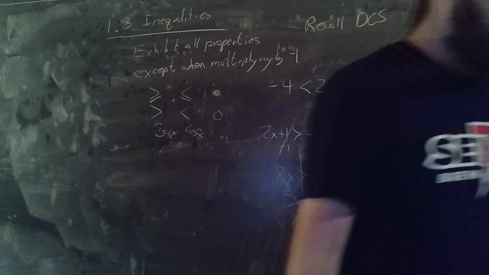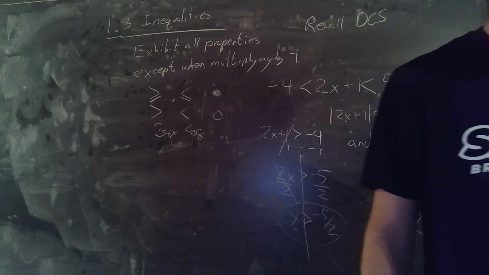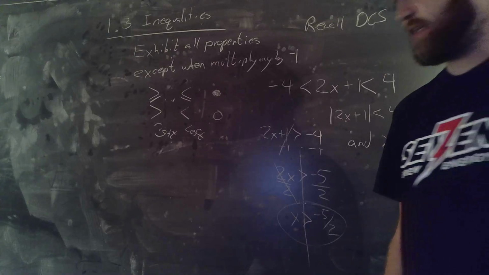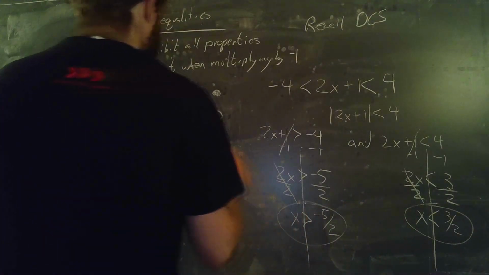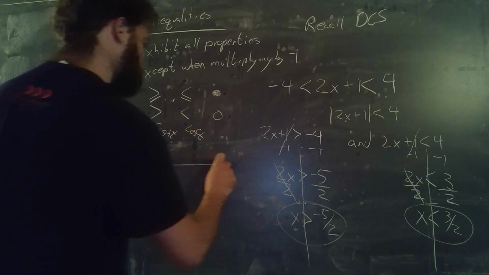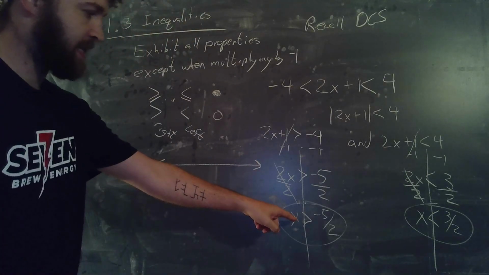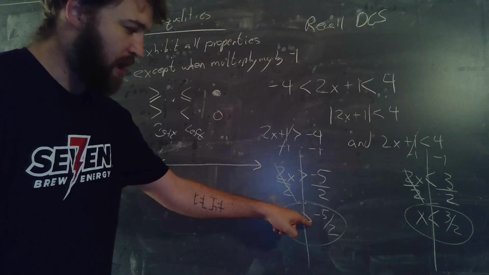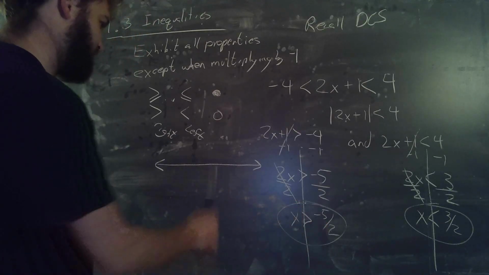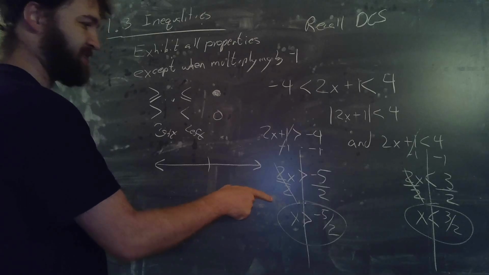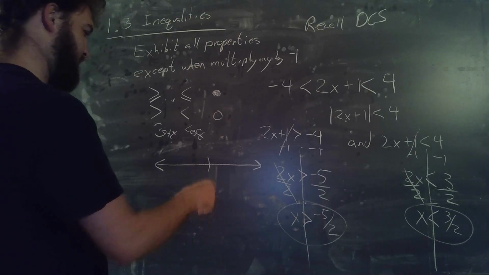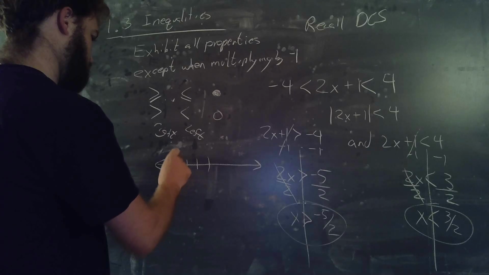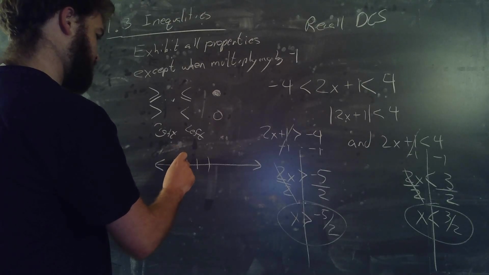And why did I start with a conversation about an inequality representing a quantity between? Well, notice this one says x has to be to the right of negative 5 halves. So here's 0. Negative 5 halves is negative 2.5. So that's 1, 2, 3. Here's the little dot there.